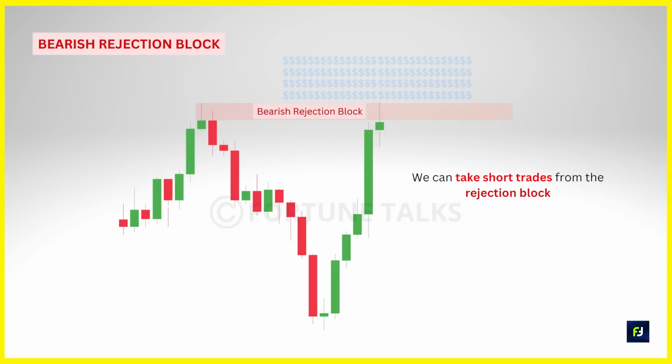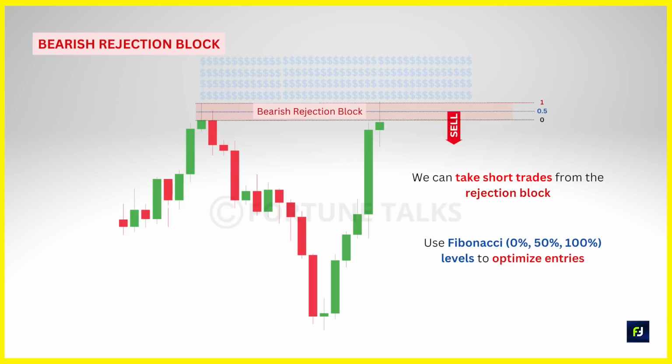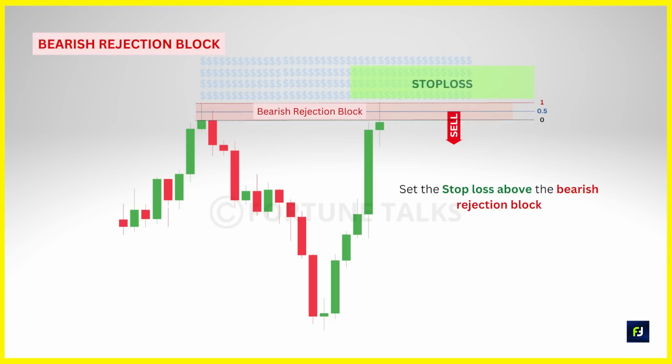When price comes back to test the rejection block, we can look to take short trade entries. We can make use of the 0%, 50% and 100% Fibonacci retracement levels to place our sell limit orders. We can set our stop loss above the bearish rejection block.